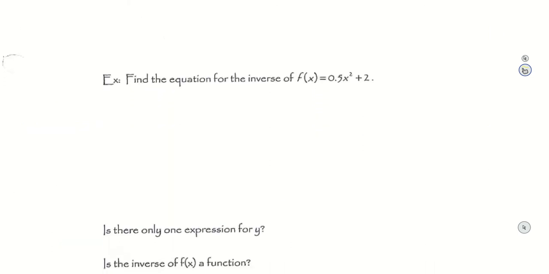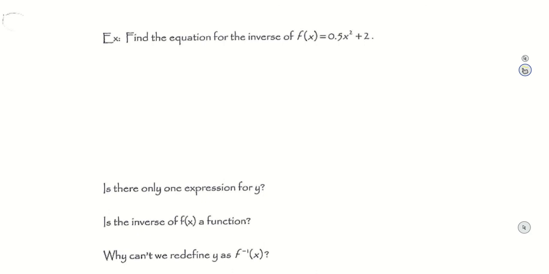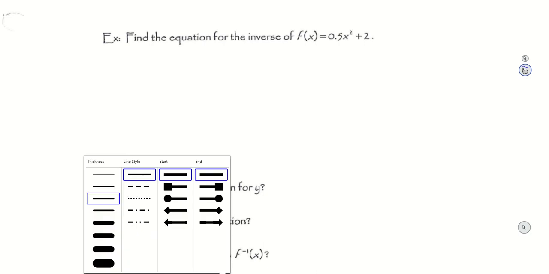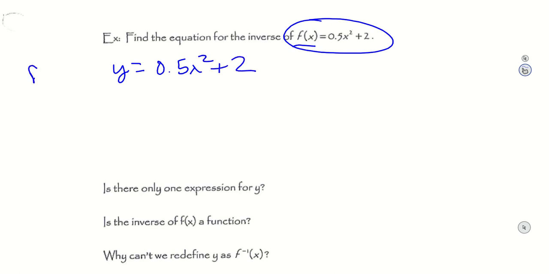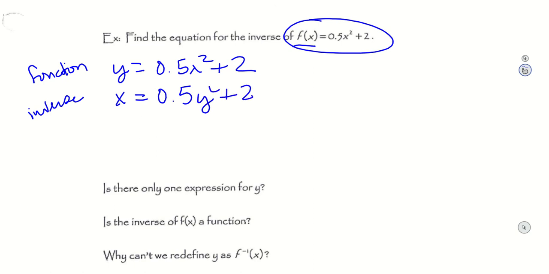All right. So we want to find the equation for the inverse of this quadratic. So we have our equation. First thing we do is replace f of x with y. So we have y equals 0.5 x squared plus 2. Right? This is our function. Now we're going to find our inverse by replacing y with x and replacing x with y. And we're going to solve this equation for y.